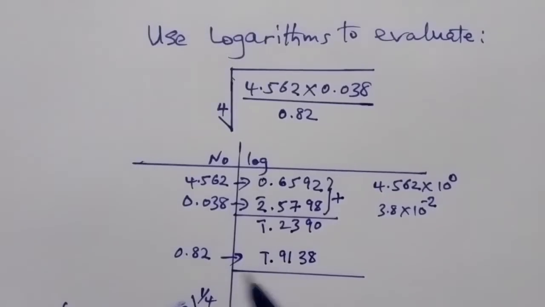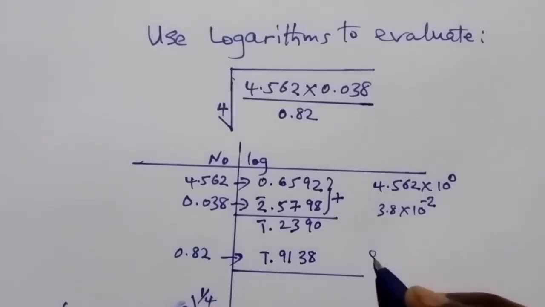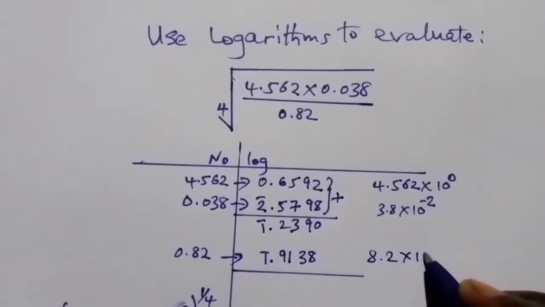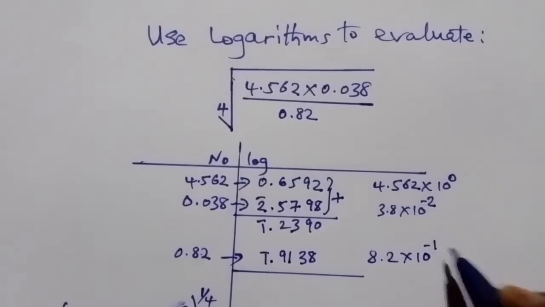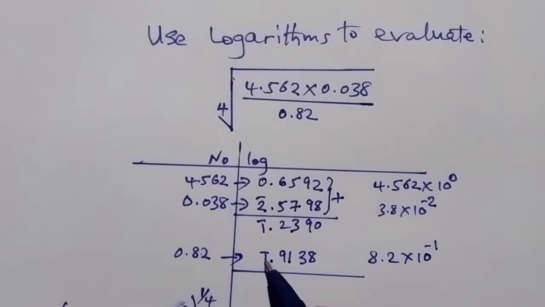The standard form of 0.82 is 8.2 times 10 power negative 1, and this negative 1 is this bar 1. Then we check from the log table the log of 8.2, which is 0.9138. So now we come here.